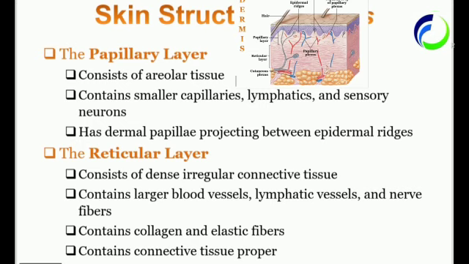And it has a reticular layer also. Your reticular layer consists of irregular connective tissue, larger blood vessels, lymphatic vessels, nerve fibers, collagen and elastic fibers also. So what is the use of elastic fibers here? These elastic fibers are used to increase the surface area of the skin while gaining weight.